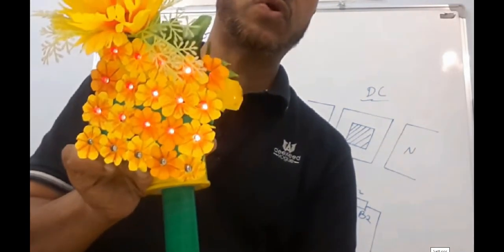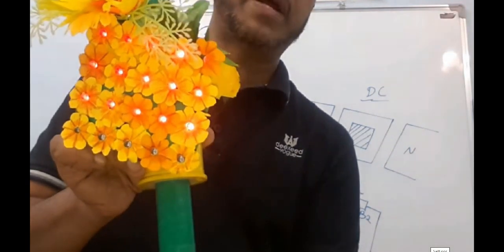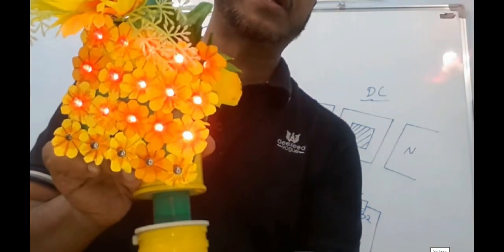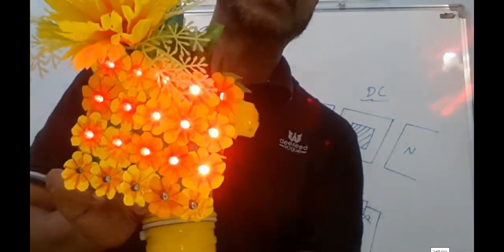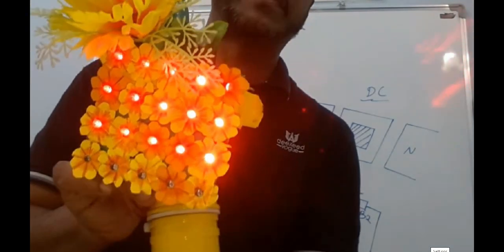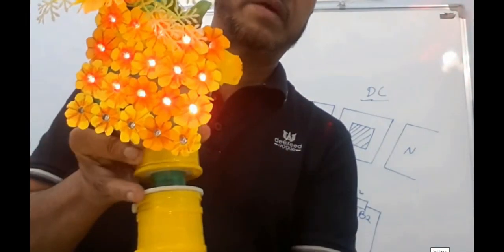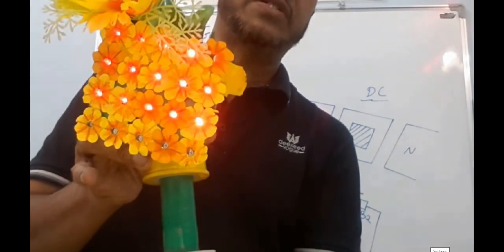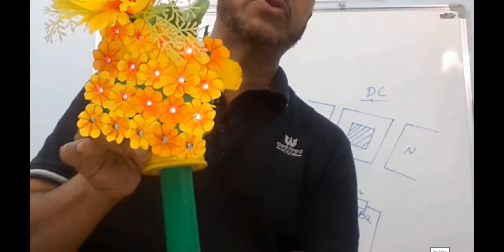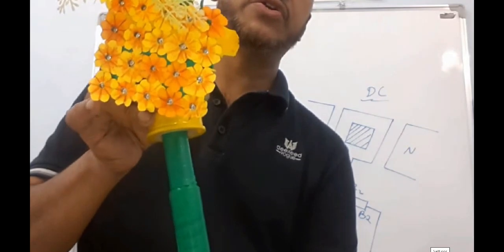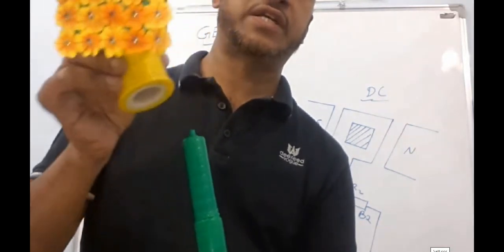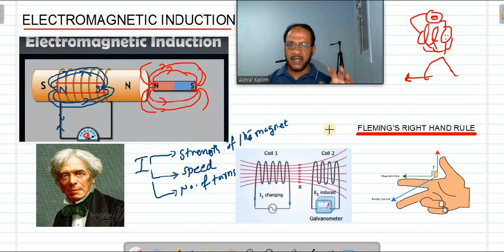When I move it slowly downward, you can see the brightness of the LED increasing and becoming maximum when it is very close to the primary coil. So whenever a current flows through the primary here, it is producing a changing magnetic field, and because of that changing magnetic field, it induces a current in the secondary coil. Yes, sir. The LED panel is glowing because of the current induced in the secondary. There is no connection between them.